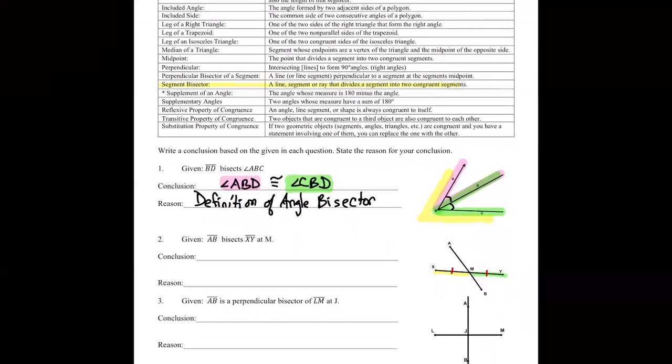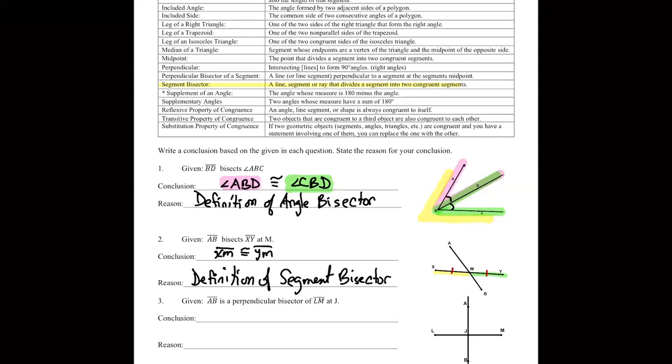So I would be saying here that XM and YM are congruent to one another. Right, and that would be the definition of the segment bisector. And that's really the only conclusion we can draw there.